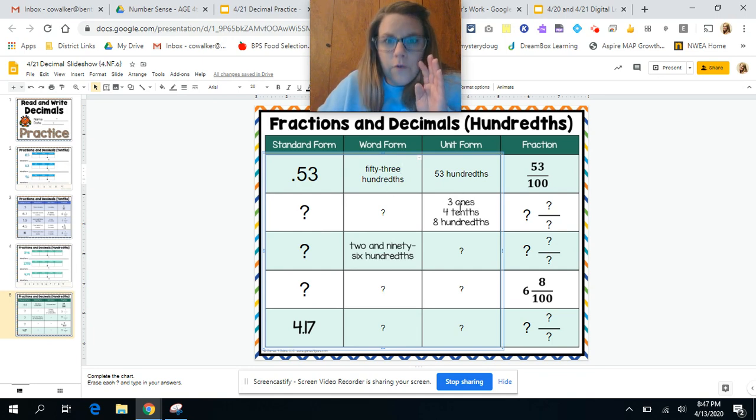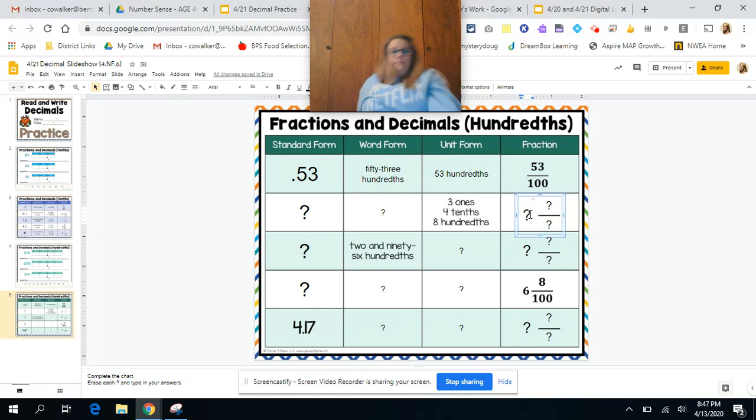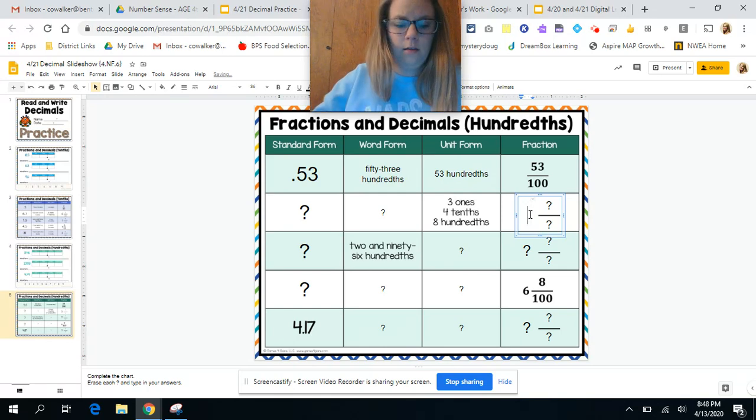Same, I like to do the fractions first. So 3 ones, 4 tenths, and 8 hundredths. So this one's trying to trick you. But do I have any whole numbers? Yeah, I have 3 wholes, right? 3 ones, 3 in the ones place. And then I have 4 tenths and 8 hundredths.